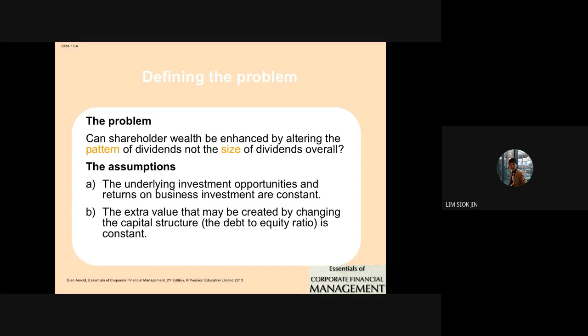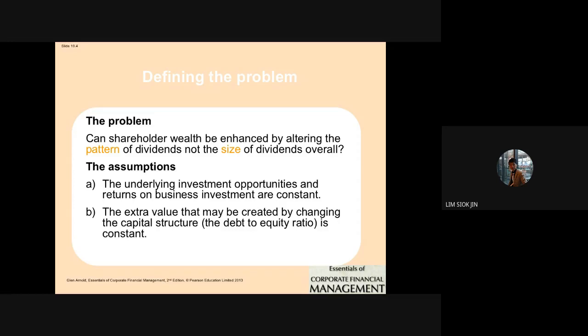As an accountant, or any stakeholder of the company, dividend is a very important thing. So what things can dividend affect? All right, so now we look at the problem. Can shareholders' wealth be enhanced by altering the pattern of dividend and not the size of dividend overall?